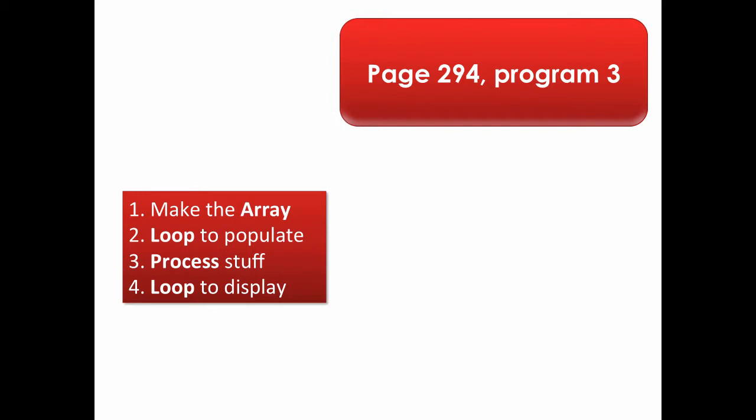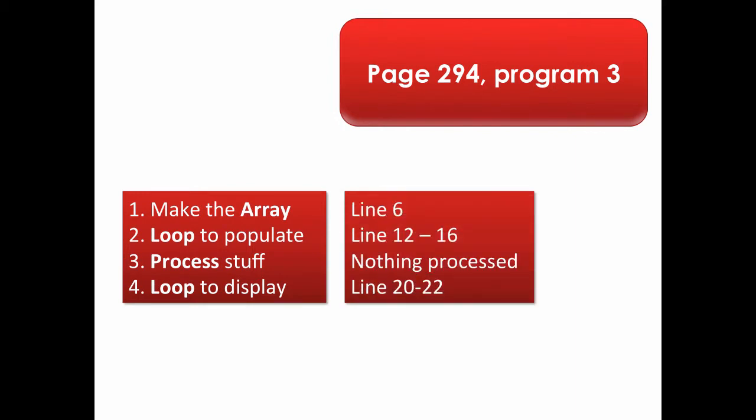Turn to page 294 and look at program number 3. Look at the logic there, and you'll see that we're going to follow this very pattern. We're going to make the array in line 6. We're going to loop to populate it in lines 12 through 16. We're going to process the stuff. Well, there's nothing processed in this particular example. That's the reason I like it. It's so simple. And then we're going to use a loop to display all the contents of each one of those elements, and that's going to be in lines 20 through 22.